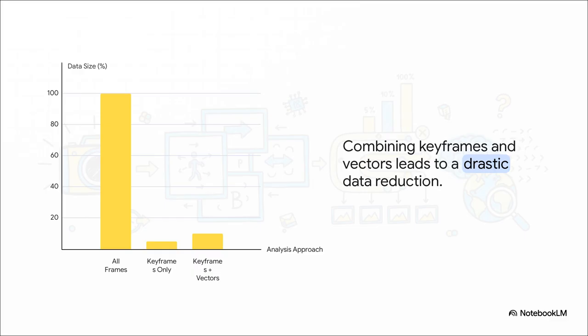And the data savings are just staggering. I mean, look at this. If analyzing every single frame is 100% of the data, just using the keyframes gets you all the way down to about 5%. But then you add in the motion vectors and you're still only at about 10% of the original data size. That's a 90% reduction. Just think what that means for a self-driving car analyzing the road, or a platform trying to moderate millions of hours of video. Less data means faster, cheaper, and more scalable analysis.